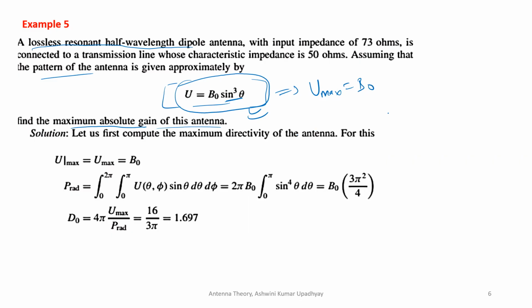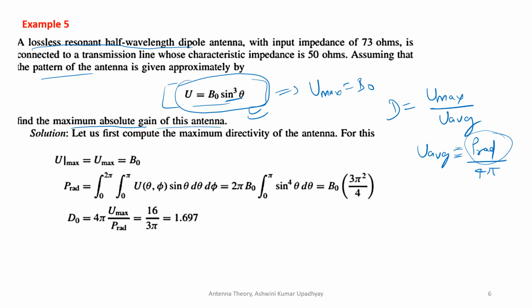Why are we calculating U max? Because you know that the directivity of an antenna, which is basically the maximum absolute gain of the antenna for a lossless antenna, is basically U max divided by U average. And what was U average? U average is equal to total power radiated divided by 4 pi. If we are talking about the total power radiated over the solid angle all around the antenna, then if we divide it by 4 pi, which is the complete solid angle of a sphere, then we will get the average intensity of any radiation.